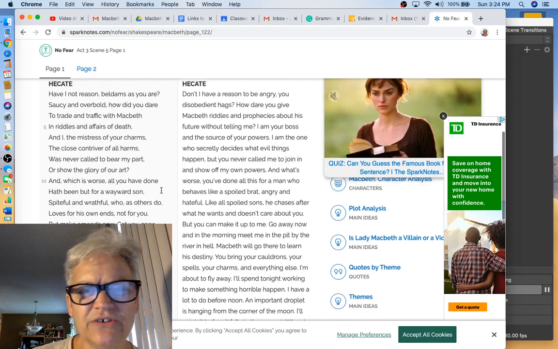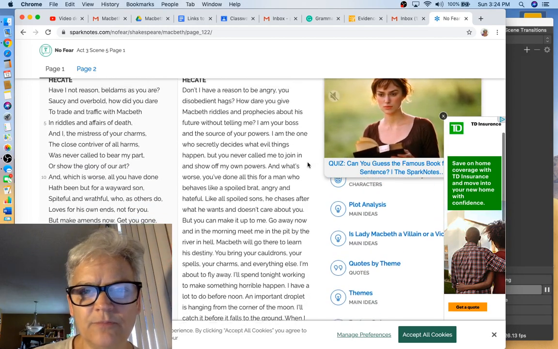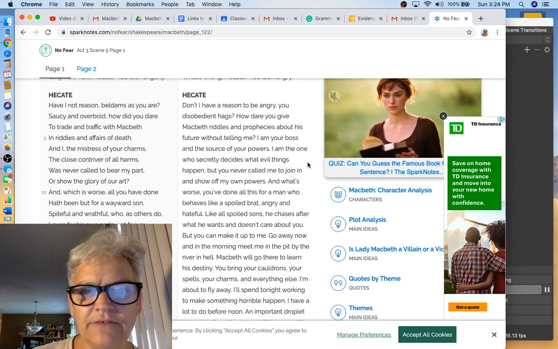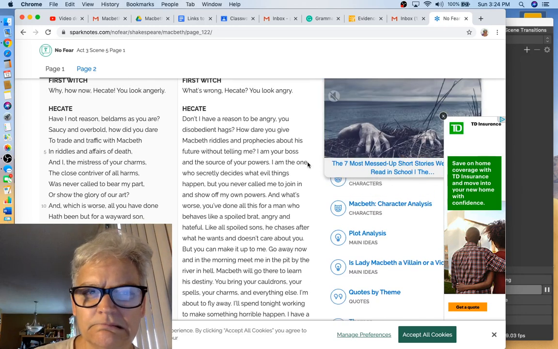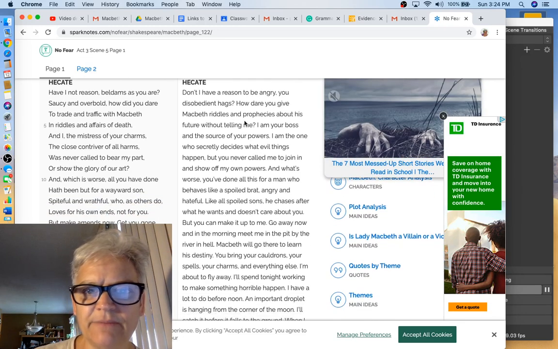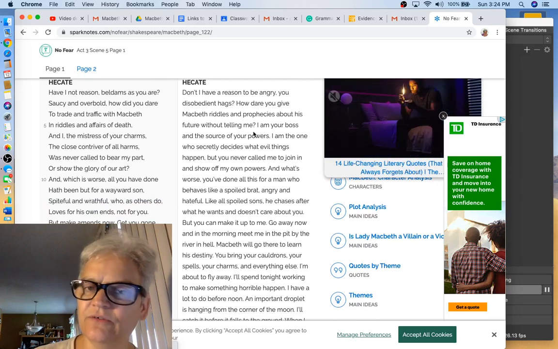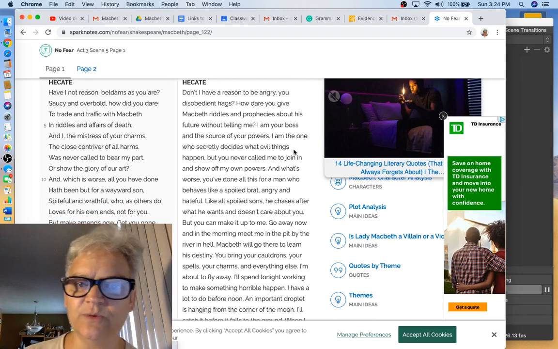I'm actually curious as to what SparkNotes wrote here. "Don't I have a reason to be angry, you disobedient hags?" Does she? I don't know. "How dare you give Macbeth riddles and prophecies about his future without telling me? I'm your boss and the source of your powers. I'm the one who secretly decides what evil things happen."